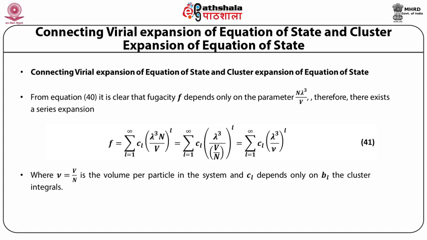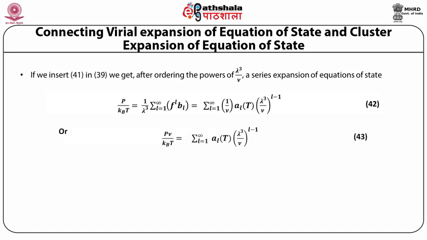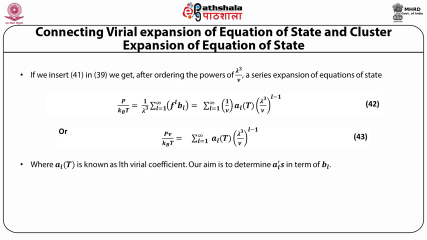If we insert 41 in 39, we get, after ordering the powers of lambda cubed by nu, a series expansion of the equation of state, that is, P upon kBT is equal to 1 upon lambda cubed summation over l equals 1 to infinity f raised to power l b_l, which is equal to summation over l equals 1 to infinity 1 upon nu into A_l as a function of T multiplied by (lambda cubed upon nu) raised to power l minus 1, or P nu upon kBT is equal to summation over l equals 1 to infinity A_l(T) multiplied by (lambda cubed upon nu) raised to power l minus 1, where A_l(T) is known as the lth virial coefficient.